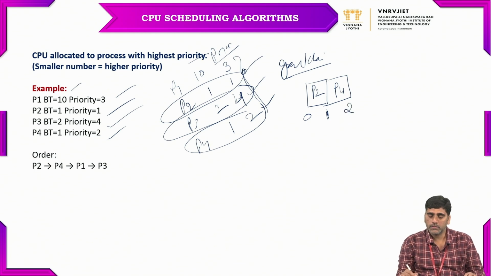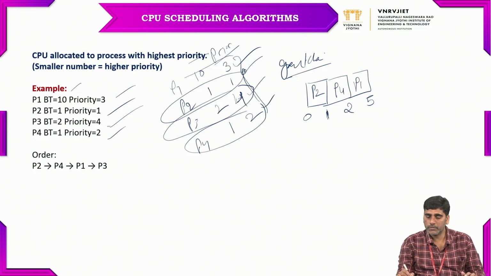Then the next higher priority process is P1, which has priority 3. So move P1 into the queue. The burst time of P1 is 10 in the table, and it is added to the 2, giving completion at the end of its execution. Then similarly, the lowest priority process is P3, which has priority 4.